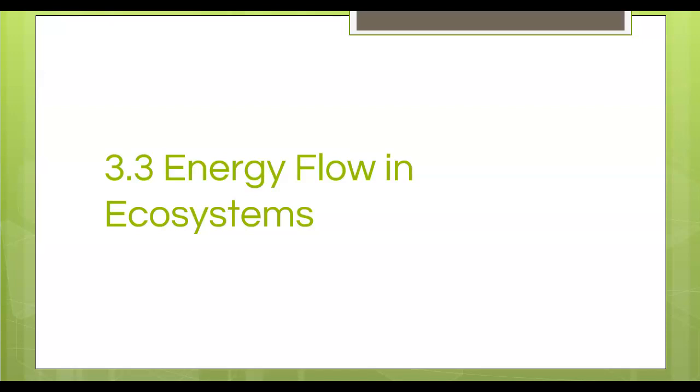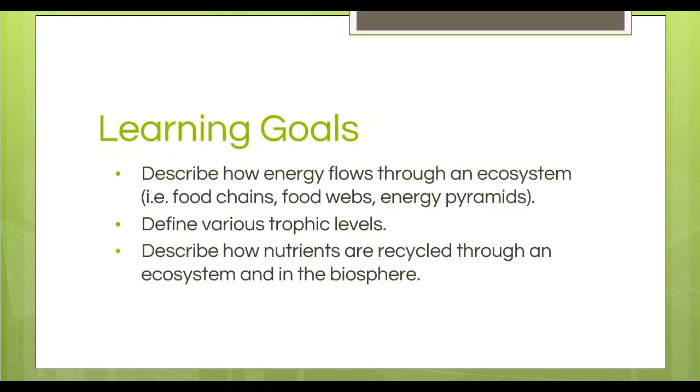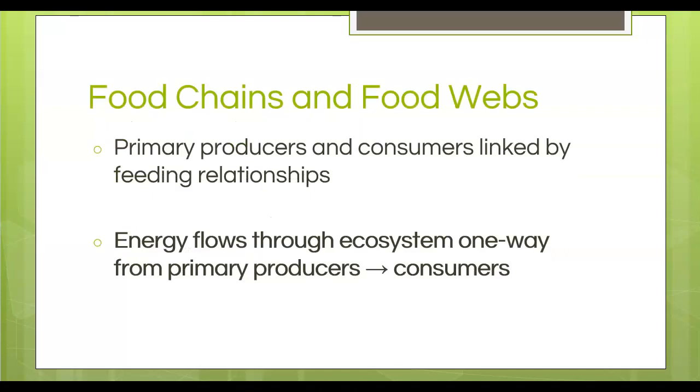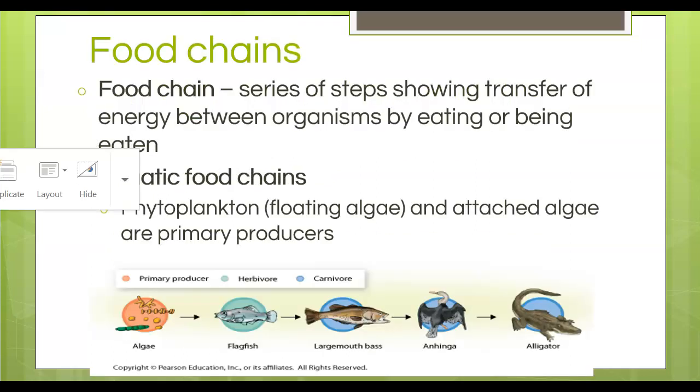Alright, so the purpose of this video is to take a look at how energy moves through an ecosystem by taking a look at food chains, food webs, and energy pyramids, defining various trophic levels, and also talking about how nutrients are recycled. Food chains and food webs take a look at feeding relationships and how that links primary producers and consumers. Food chains and food webs show how energy flows in one direction from primary producers to the consumers.